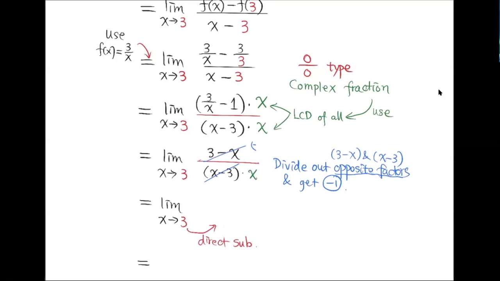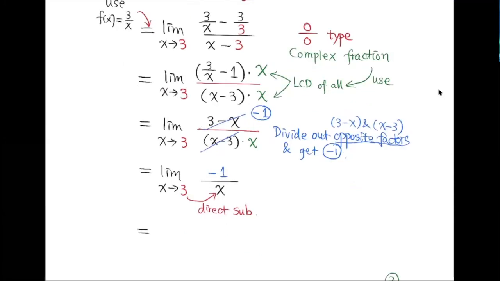Notice that this 3 minus x and x minus 3, they are opposite. When you divide out opposite, you get -1. Okay. So this is going to simplify into -1 over x. When we take the limit as x approaches 3, we can do a direct substitution, and this is going to become -1/3. So we found the slope of the tangent is equal to -1/3 using the first formula.